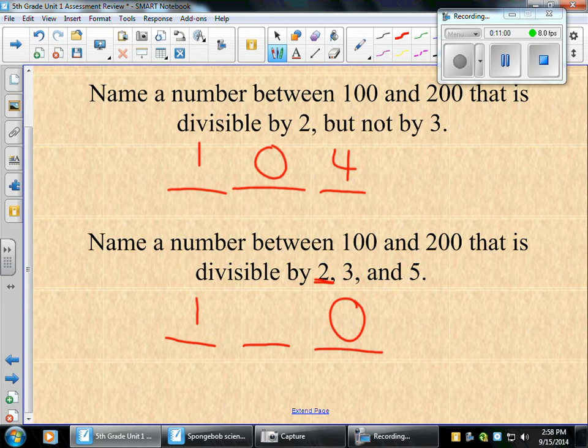So now I have to find a number. When I add up all 3 digits, 3 can go into it. I'm going to go ahead and put a 5 here for 150.